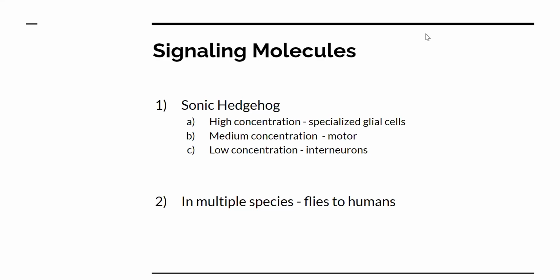In this video, we're going to go over signaling molecules. Okay, so I gave a brief overview of this in the last video, where I talked a lot about how the mesoderm releases signaling molecules which causes a concentration gradient, right? So let's start by going over what is sonic hedgehog. Sonic hedgehog is a signaling molecule.